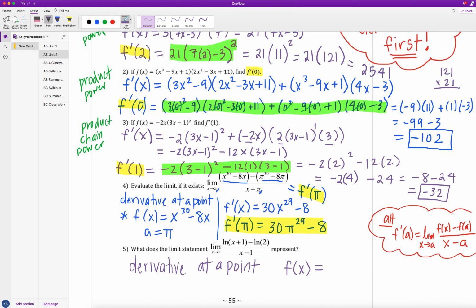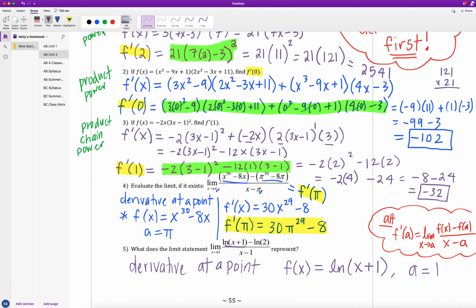Well, for this example, our f of x function is going to be that natural log of x plus 1. That right there will be our f of x function, since that's the first part in our numerator, and the alternative definition has that f of x coming first. What do you guys think our a value is? In this case, our a value is going to be 1. A couple places we can see that: as x approaches a, x is approaching 1, so a has to be 1, or we have that x minus 1.